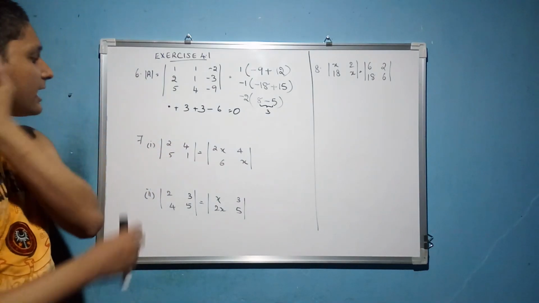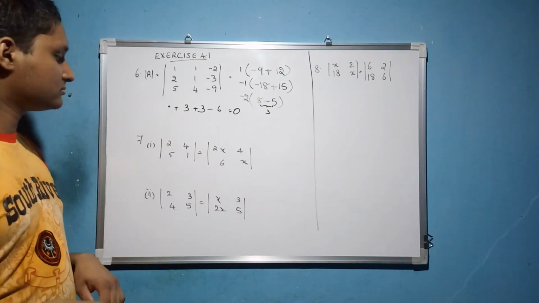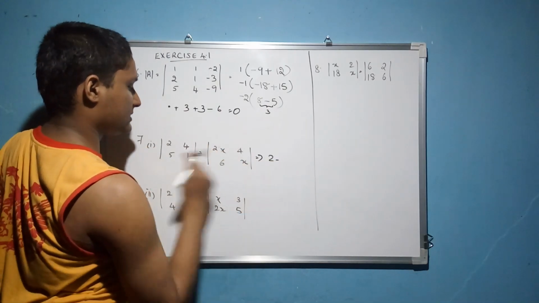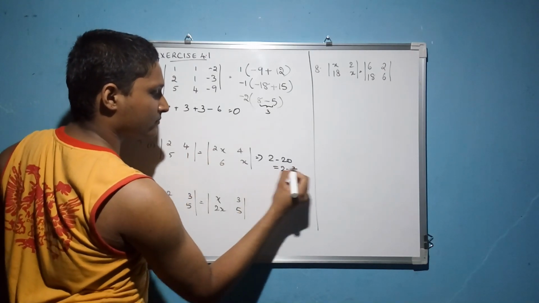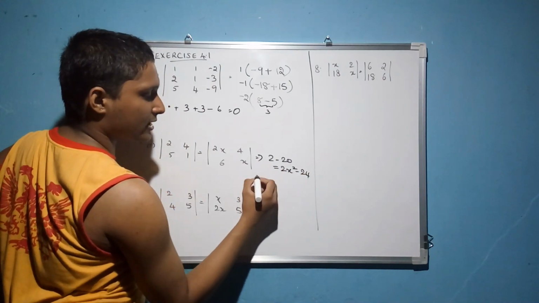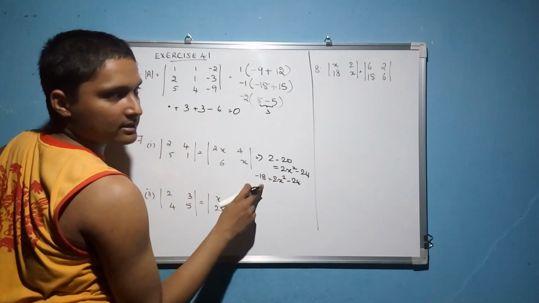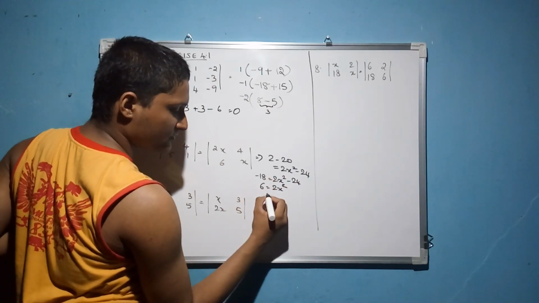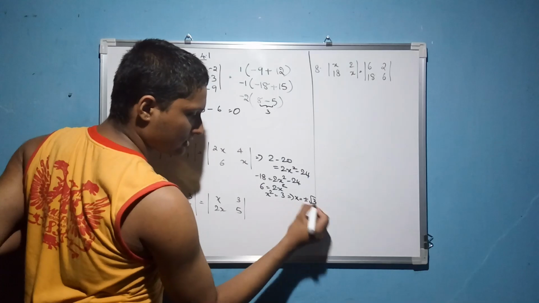Okay, now we have our 7th question. Expanding, this is going to be 2 minus 4 into 5 minus 20. So it's going to be 2x into x, that is 2x square. Then 6 into 4 is 24. Okay, then in the left hand side you have minus 18. Then you have 2x square minus 24. Minus 24, we are bringing this side, it's going to be plus 6. So 2x square is equal to 6. X square is equal to 3. X is equal to plus or minus root 3.